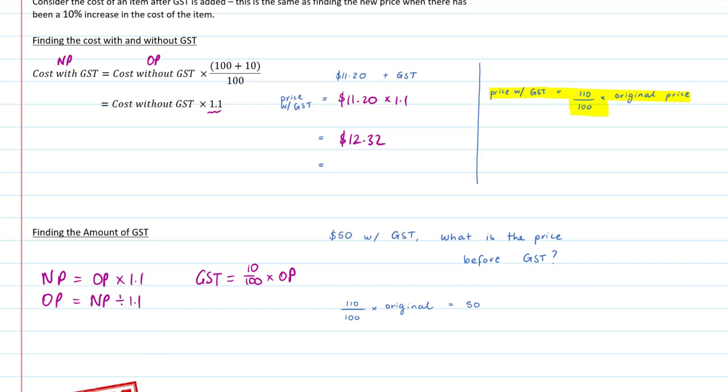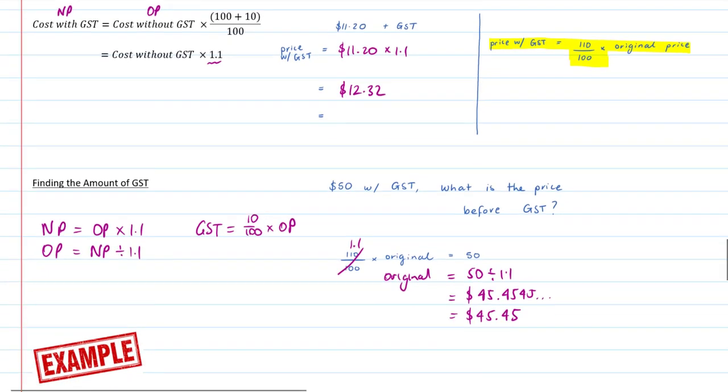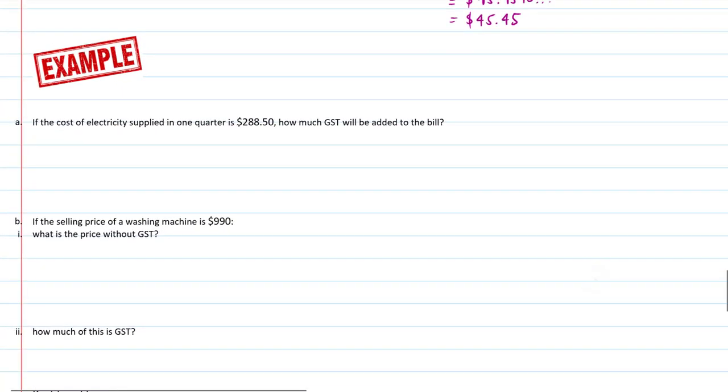So $50 with GST, what was the price before GST? Remember that we've got 110 over 100 times the original, and we can change that to be 1.1 is equal to 50, and therefore the original price, or OP, is equal to 50 divided by 1.1, and I've added GST, so it should be less than 50, and it comes out as 45.4545... or, because it's the end of the question, 2 decimal places, $45.45. So let's have a look at another example here.